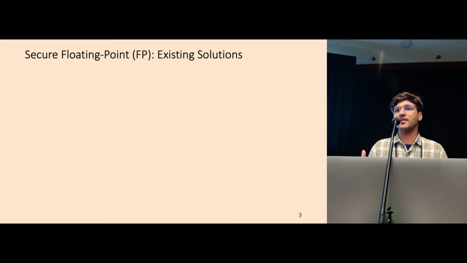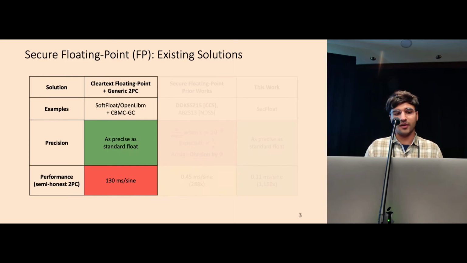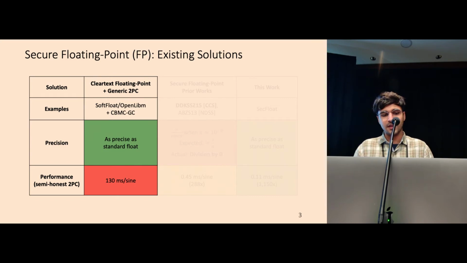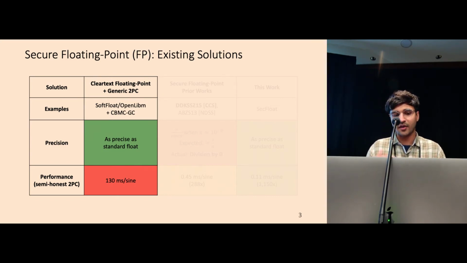Okay, so let's look at the lay of the land. What are the existing solutions for secure floating point right now? The first option is to take a clear-text floating point library, which has nothing to do with security, and run it with some generic 2PC protocol. An example of this is SoftFloat, and you run this with CrypTFlow2 GC. As you'd expect, the precision is as precise as standard float, but the performance is pretty terrible with a semi-honest 2PC backend. The reason for this is first that you're using a generic 2PC, and the other problem is that these floating point algorithms were not designed keeping 2PC in mind. They were designed for CPUs.